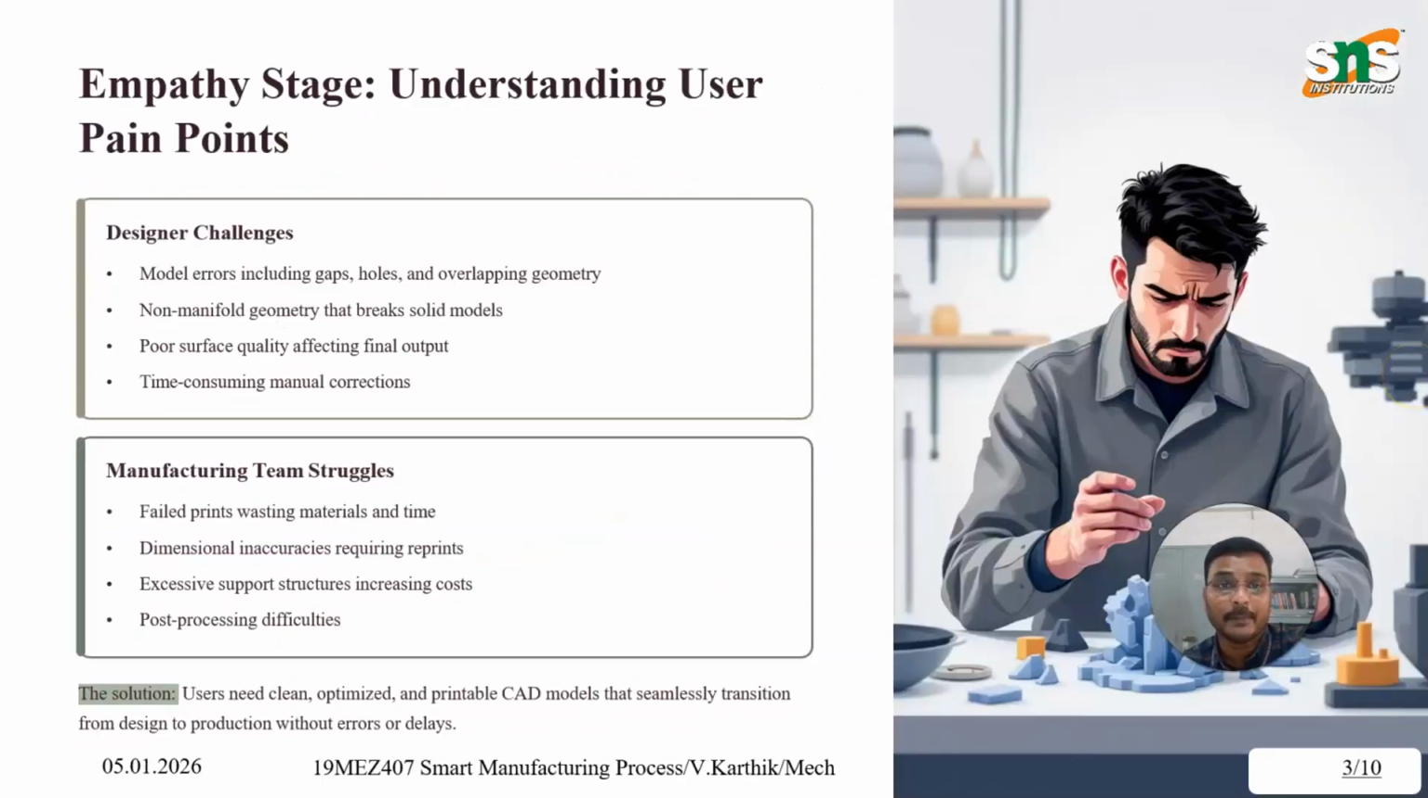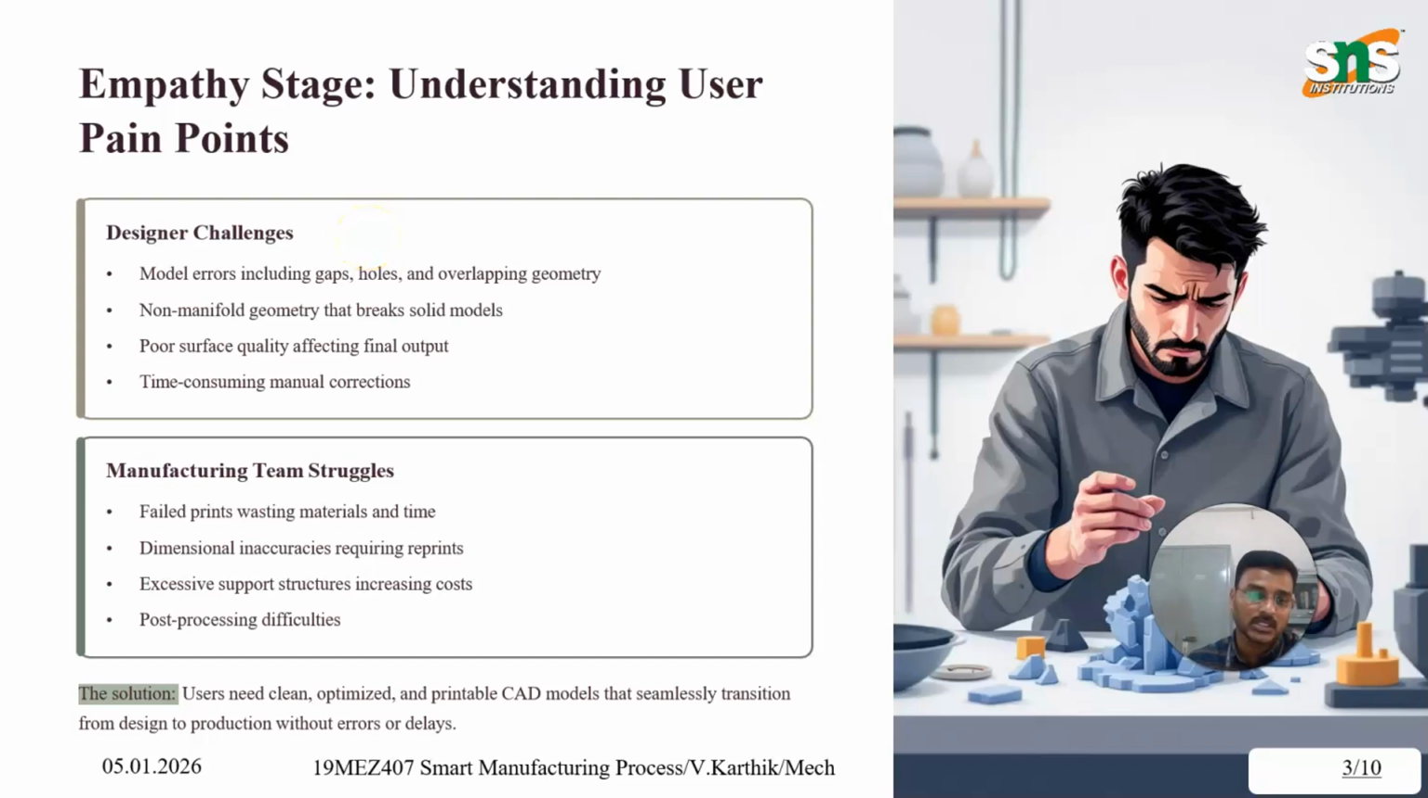Next one is the empathy stage. Here we are going to see this topic based on design thinking. The first one is the empathy for the designer's challenges, where we have 4 points: model errors including gaps, holes and overlapping geometry; then geometry, which gives the solid model shapes; then surface quality, whether good or poor, which is to be taken as the empathy part; and then time consuming manual corrections.